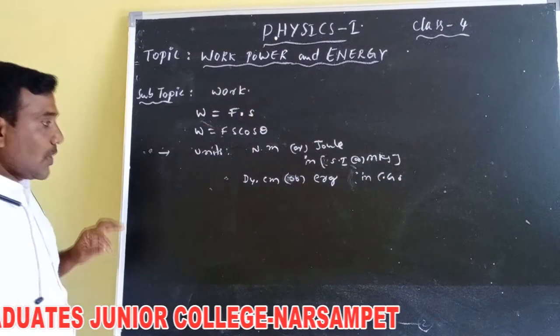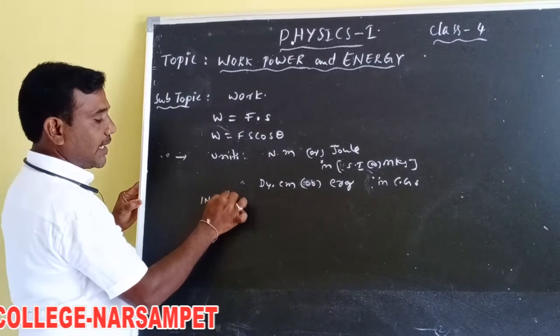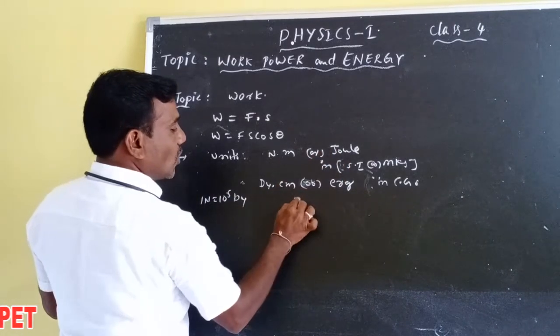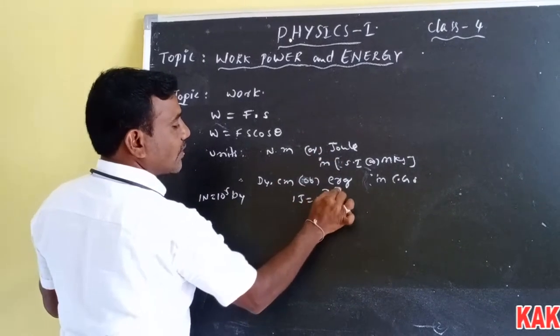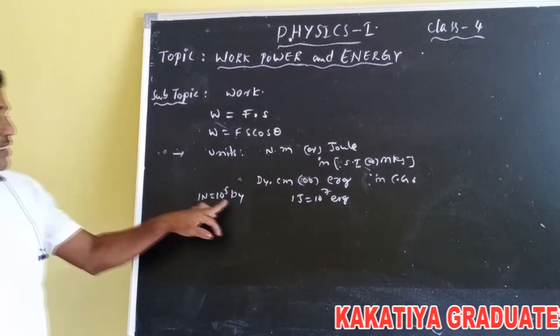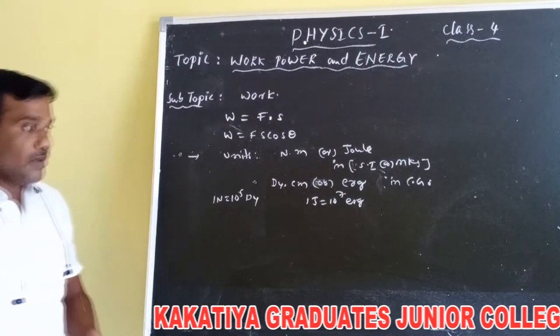Now the relation between the units: one Newton is equal to 10 to the power of 5 dynes, and one joule is equal to 10 to the power of 7 ergs, as we already discussed.